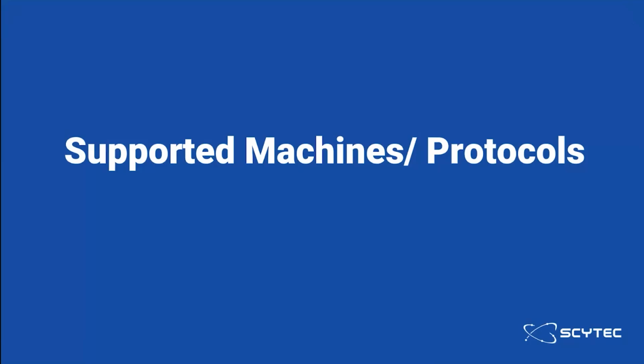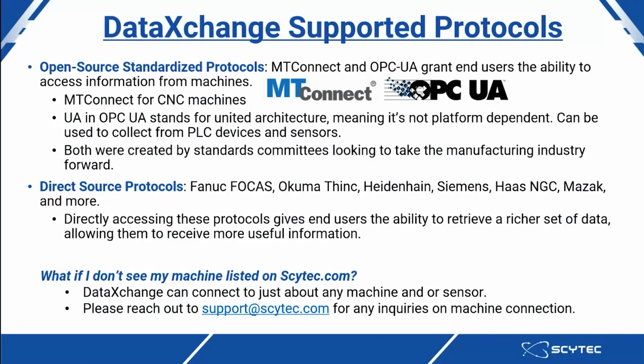Next up, I'm going to be discussing the supported machines as well as direct access protocols that DataXchange utilizes to collect information off of your machine. Now, as I mentioned earlier, the broadest way for DataXchange to connect to shop floor equipment out on your shop floors is via the open source standardized protocols such as MTConnect and OPC UA, which organizations like AMT, the Association for Manufacturing Technology, are heavily involved with.